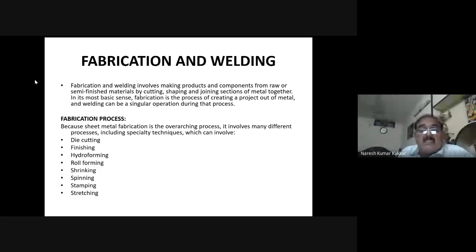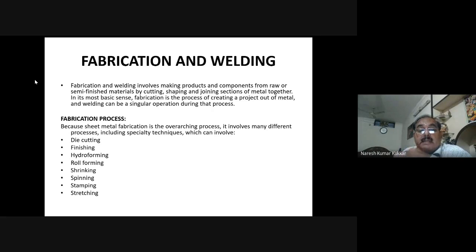Now, different types of processes create different types of material. But to create a single piece, like if you want to create a car, then some material will be from die casting, some from sheet metal, some from planers, some from the powder coating method. So to make a composite, we have to use fabrication and welding. Basically, fabrication and welding involve making products and components from raw or semi-finished product by cutting, shaping, and joining sections of metal together. Fabrication is the process of creating a product out of metal, and welding can be a singular operation during this process.